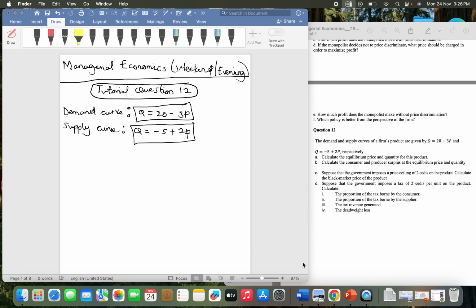Economics tutorial section. So I'm still continuing with the tutorial questions that I was given to the weekend and the evening students. So without much ado, I'll continue with question 12. Today, I'll be solving question 12 of the evening and the weekend tutorial questions. Question 12 was under demand and supply.